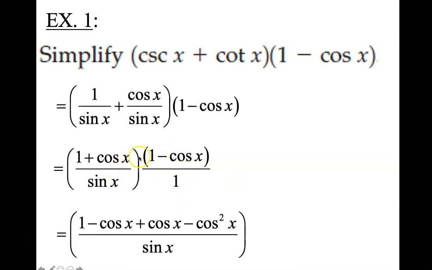So on top, when I distribute the 1 times the 1, times the negative cosine, cosine times 1, and cosine times negative cosine, I get this thing on top. On bottom, sine times 1 is sine. This is an example of where I was talking about, like if you multiply by the conjugates, good things can happen. You can basically manufacture an identity. Now, granted, this is not actually multiplying by 1, where I did the same thing to the top and bottom. That'll come later. So those two cosine x's, one positive, one negative, cancel.